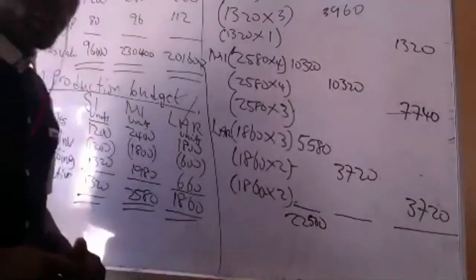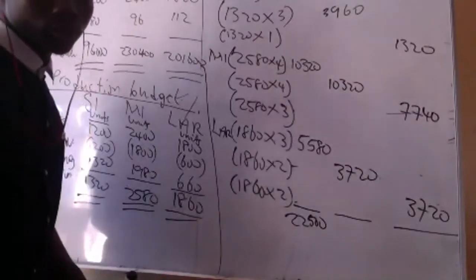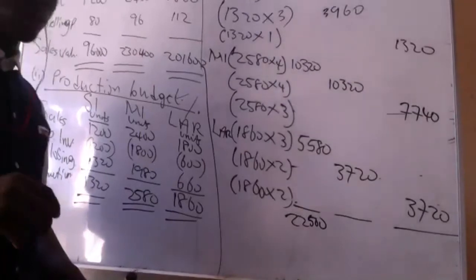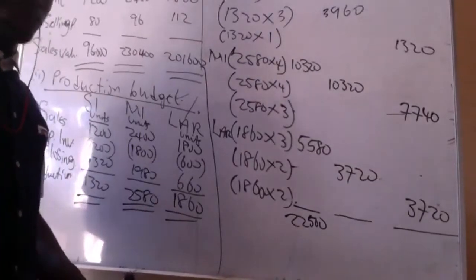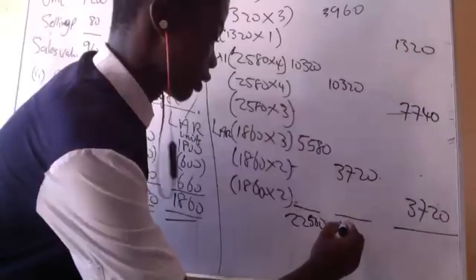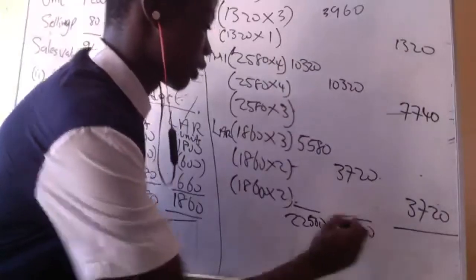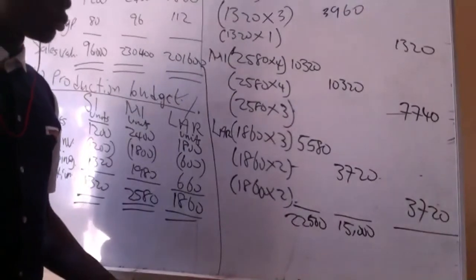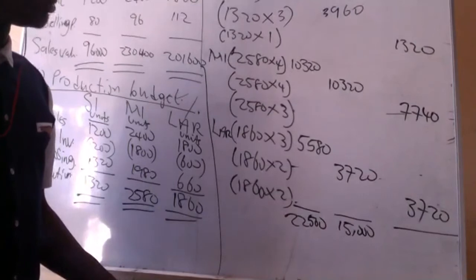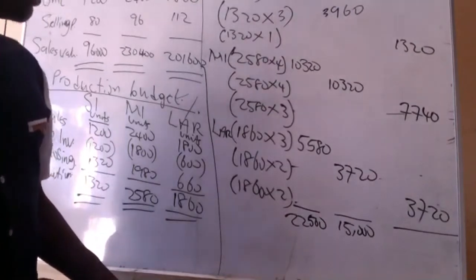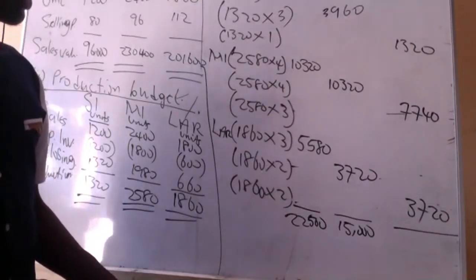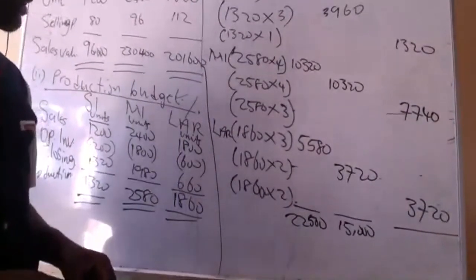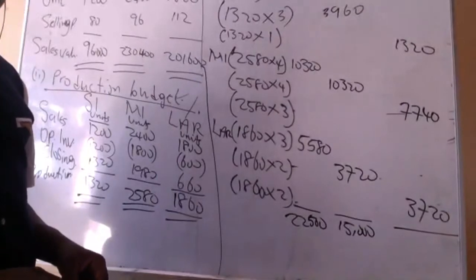So for MB, 15,000. And then 12,780. Good.